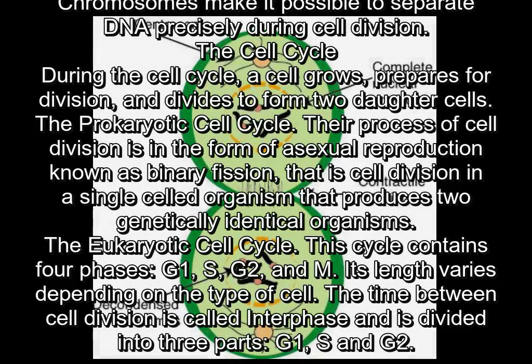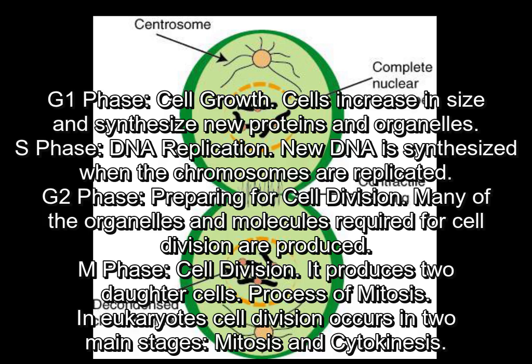This cycle contains four phases, G1, S, G2, and M. Its length varies depending on the type of cell. The time between cell division is called interphase and is divided into three parts, G1, S, and G2. G1 phase, cell growth. Cells increase in size and synthesize new proteins and organelles. S phase, DNA replication. New DNA is synthesized when the chromosomes are replicated.